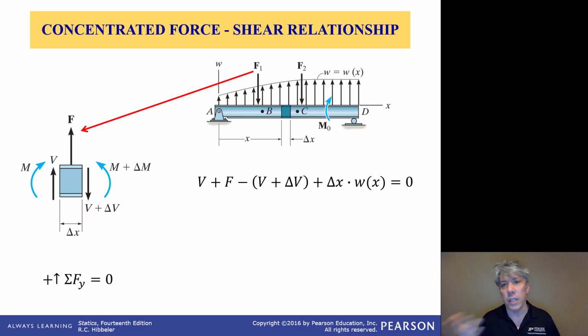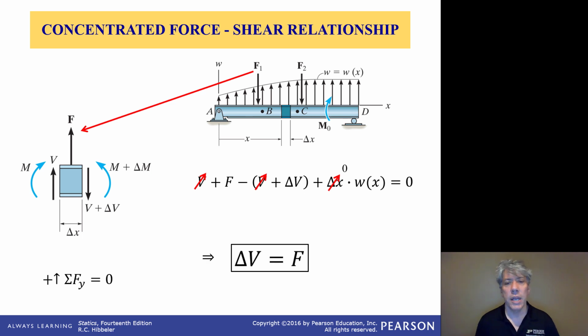And we'll go ahead and include the contribution from the distributed load, because as long as we've got some delta x, there would be a resultant force. But of course, all we're going to do is cancel the two shears and only look at the difference between the shear on the two faces. And then, of course, as delta x goes to 0, that last term in the equation goes away, and all we end up with is that the change in shear is equal to F.